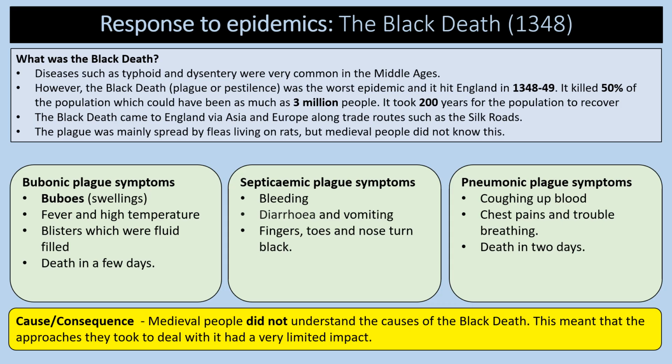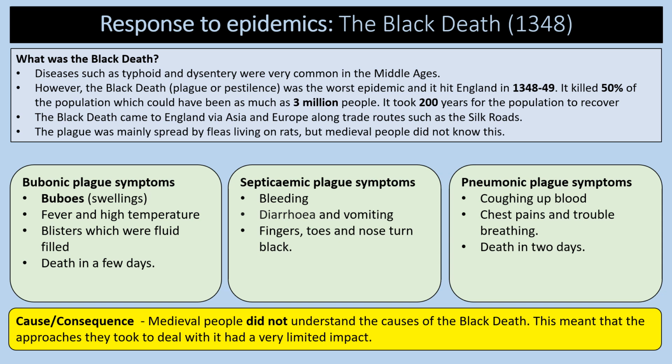Now, the Black Death came to England via Asia and Europe along trade routes such as the Silk Road. The plague was mainly spread by fleas living on black rats, but medieval people did not know this. Now, there are really 3 types of plague. There's the bubonic plague, where the main swelling was buboes. There's a fever and high temperature, and blisters, which were fluid-filled, death in a few days.